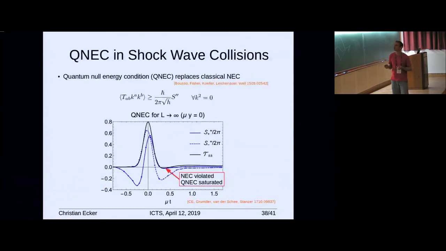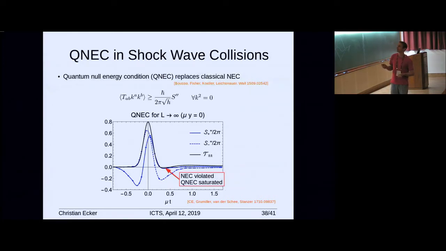So on the quantum level, the null energy condition is replaced by the so-called quantum null energy condition, which is now expressed in terms of the entanglement entropy. I showed you this entanglement entropy calculation. You can ask, what do you need this entanglement entropy for? People have realized that these shockwave collisions can violate the null energy condition. This story was then developed with the quantum null energy condition. The idea was to see: if the null energy condition is violated, does the quantum null energy condition hold? And this is what we did in this study.